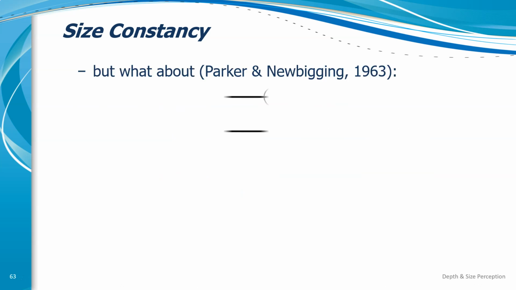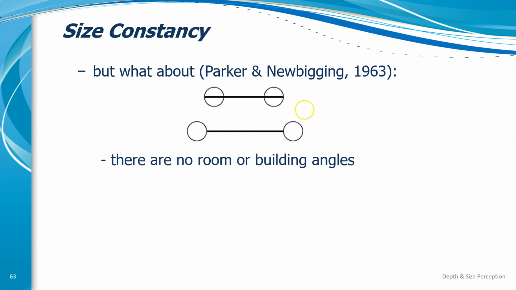But what about this? Some people call it the dumbbell illusion. It's the same kind of thing. People perceive the bottom horizontal line to be longer than the top horizontal line. But there are no room angles or corners or edges. We can't really apply the carpentered world hypothesis to this. So what's going on in the dumbbell illusion? Nobody's come up with a satisfactory explanation yet, unfortunately.